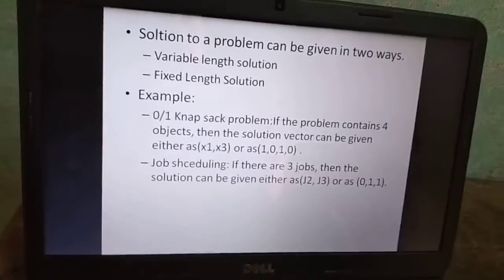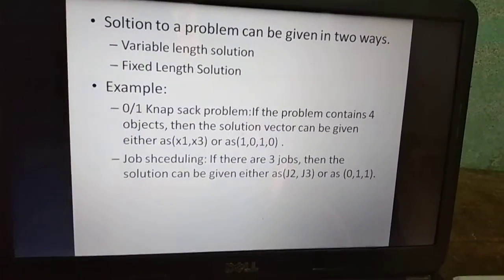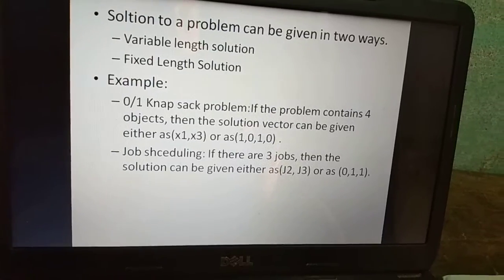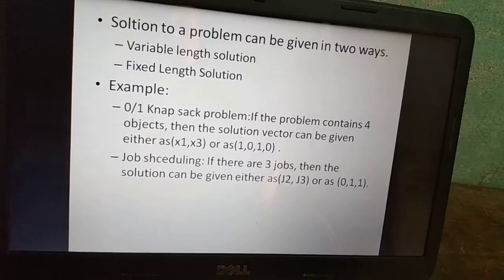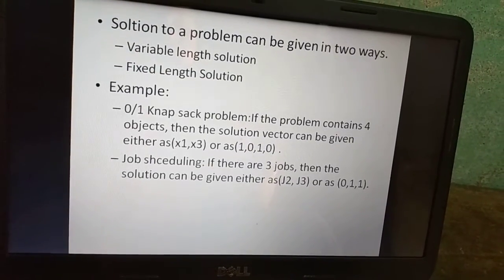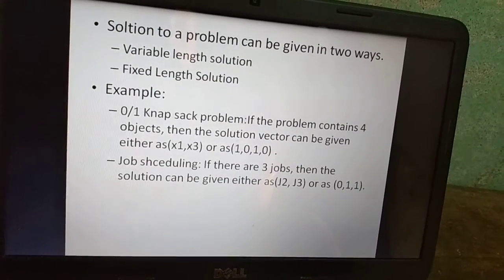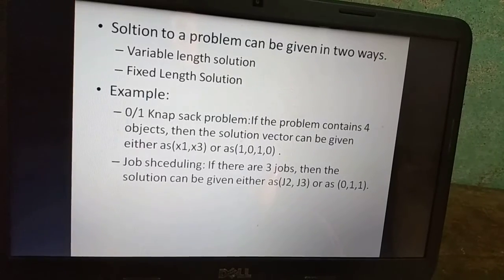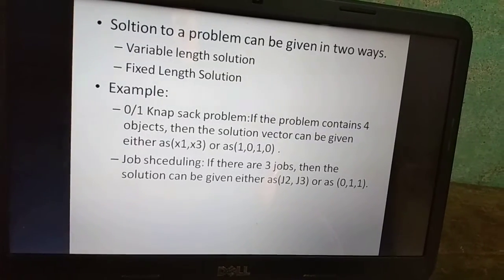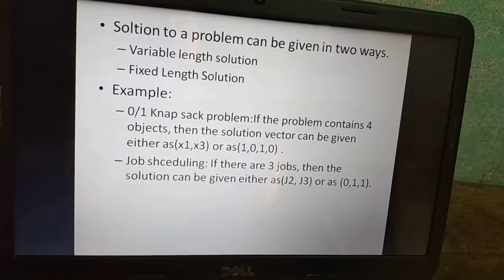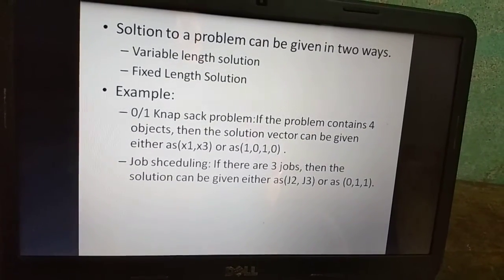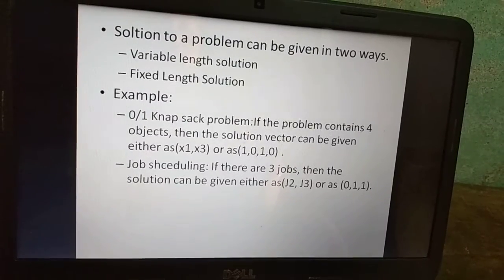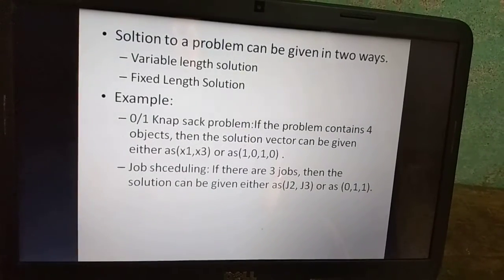A solution to a problem is obtained in two ways using the branch and bound technique in a state space representation. One is a variable length solution and the other one is a fixed length solution. For example, you can take two problems. First one is the 0-1 knapsack problem. In the 0-1 knapsack problem, there will be n objects, and you can have the solution vector given either as a variable length, which indicates only which objects have been included in the knapsack, or a fixed tuple where we represent all the objects.